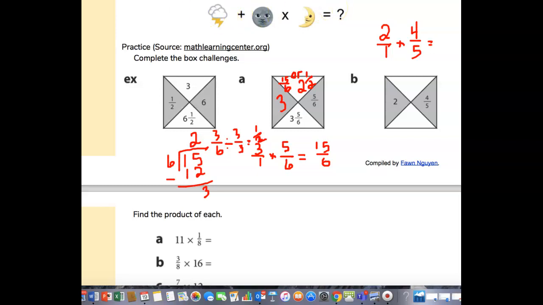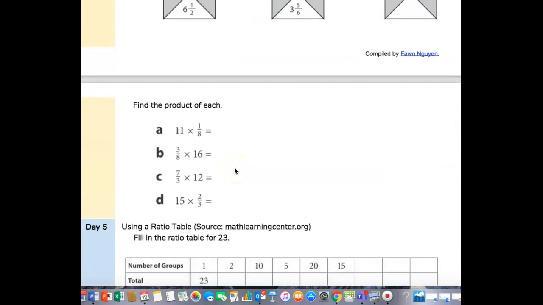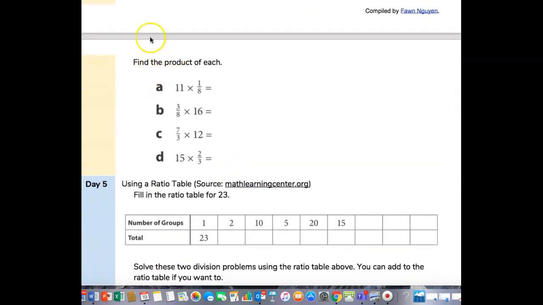All right, let's move up. It says find the product of each. I hope you remember that product is the answer in multiplication. So when you see the word product, now they give you a hint because they put it there, didn't they?